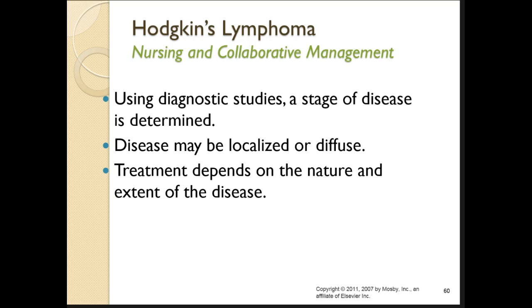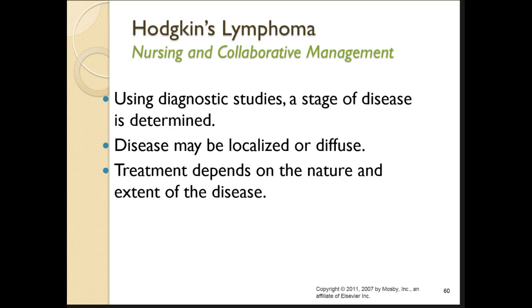Using all of the information from the various diagnostic studies, the clinical stage of the disease can be determined. The final staging is based on the clinical stage and the presence of B symptoms. Treatment will depend on the nature and extent of the disease. The nomenclature used in staging involves an A or B classification depending on whether symptoms are present when the disease is found.